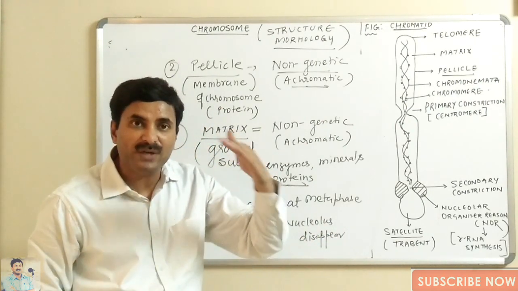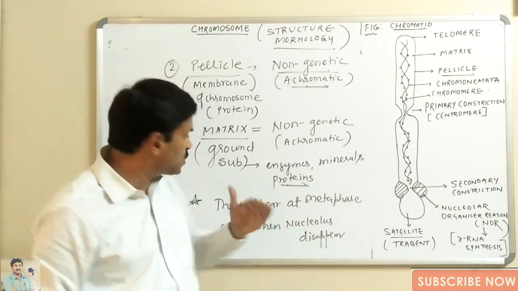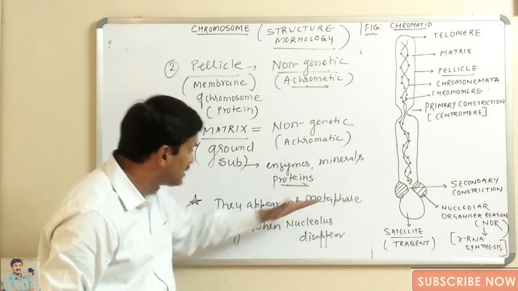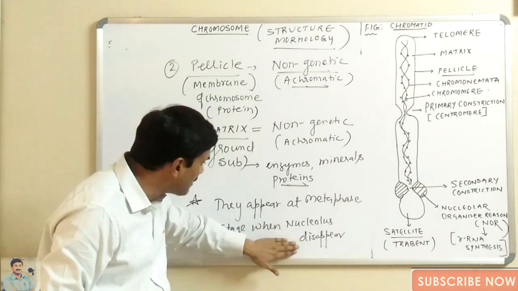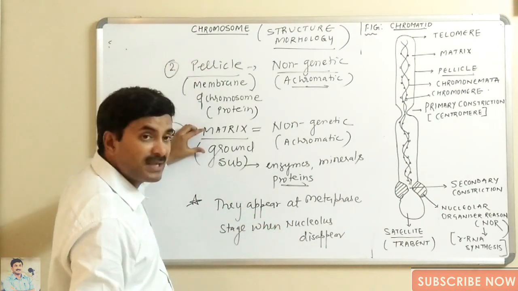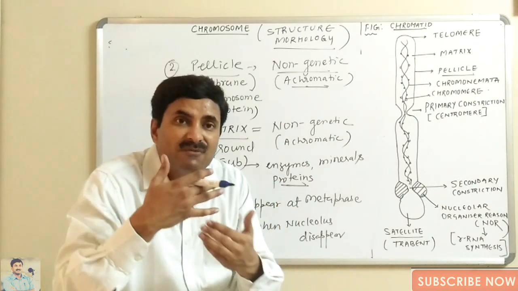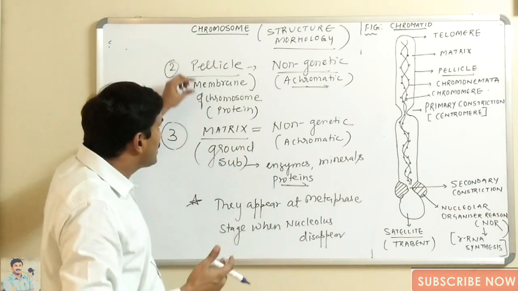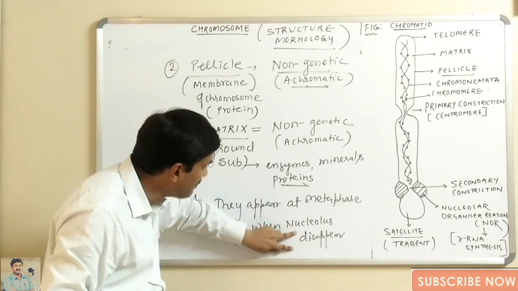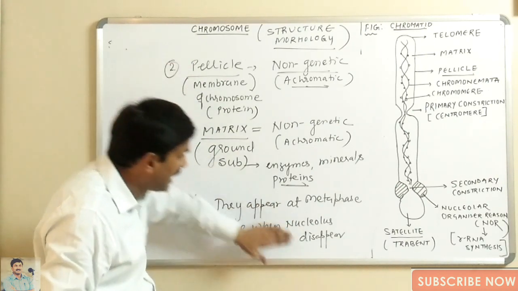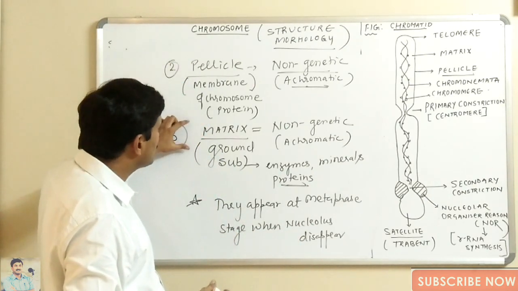There are different stages: prophase, metaphase, anaphase and telophase. At the end of the prophase, the nucleolus disappears. After the prophase, which stage comes? Metaphase. In the metaphase stage, we know very well that the nucleolus is not found. So when the nucleolus disappears, at that time the pellicle and matrix appear. But what happens when the nucleolus reappears? The pellicle and the matrix will disappear. So vice versa, when the nucleolus disappears, the pellicle and matrix appear, and when the nucleolus reappears, they disappear. So this was the third part, pellicle and matrix.